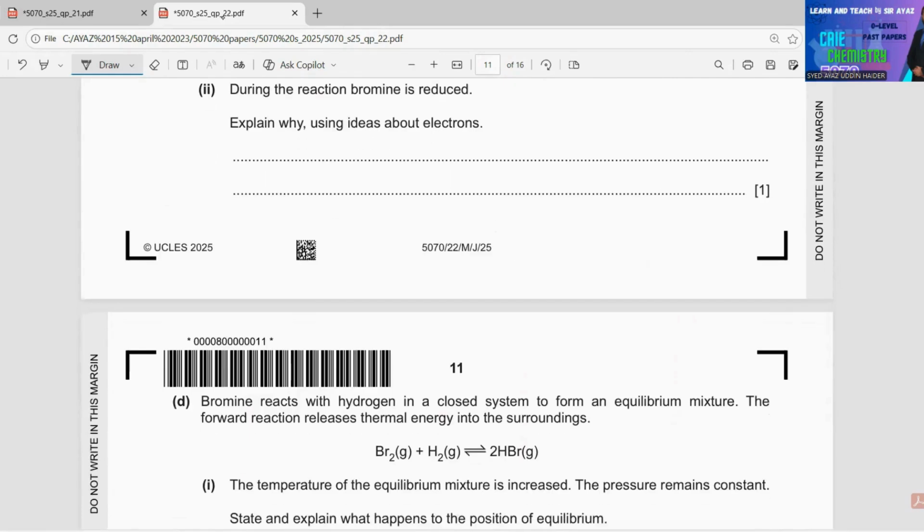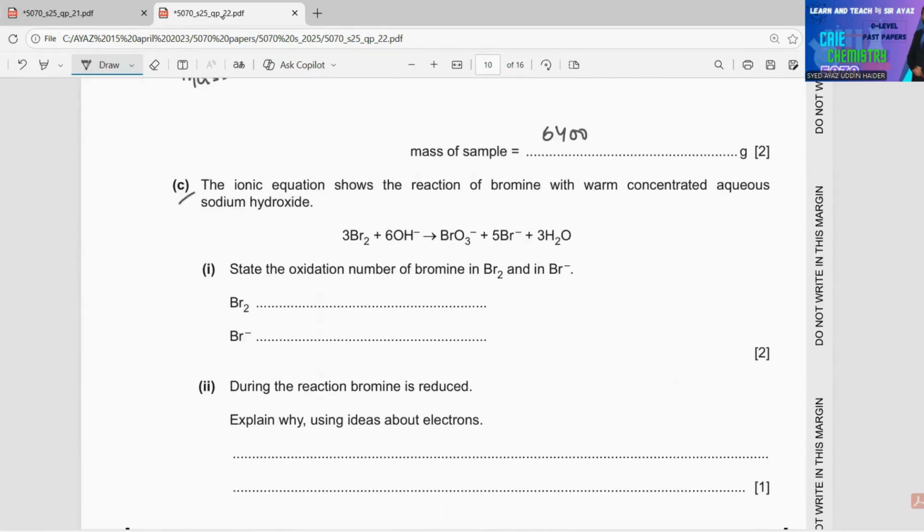Part C. The ionic equation shows the reaction of bromine with warm concentrated aqueous sodium hydroxide. This is the reaction equation. 3 moles of Br2 plus 6 moles of OH minus gives BrO3 minus plus 5 moles of Br minus plus 3 moles of H2O. One, state the oxidation number of bromine in Br2 and in Br minus. Now Br2, it's not carrying any charge. If an element is not carrying any charge either in the atomic state or the molecular state, the oxidation number must be 0. So I will write 0 for Br2. What about Br minus? Minus will be the oxidation number of this one. So I will write -1.